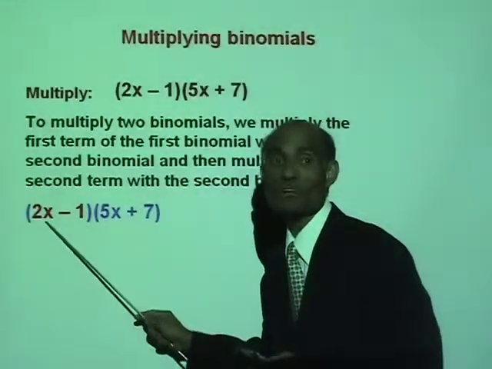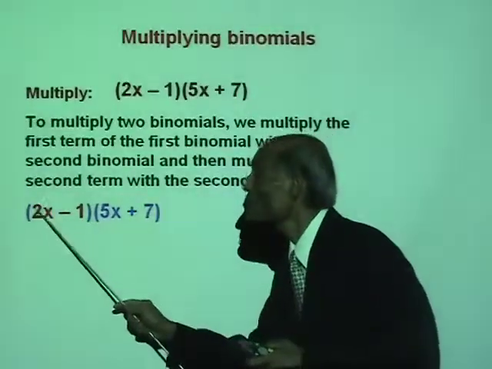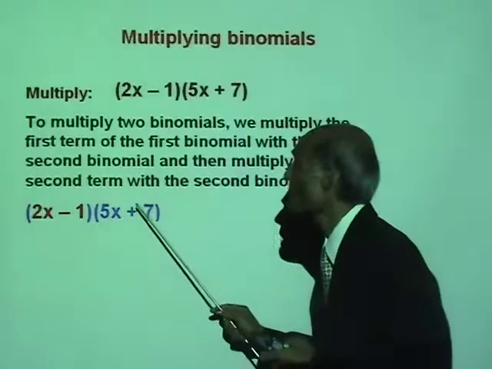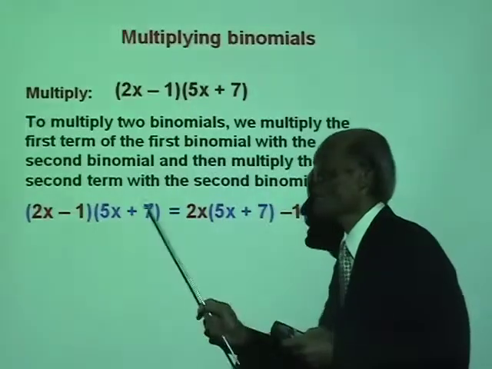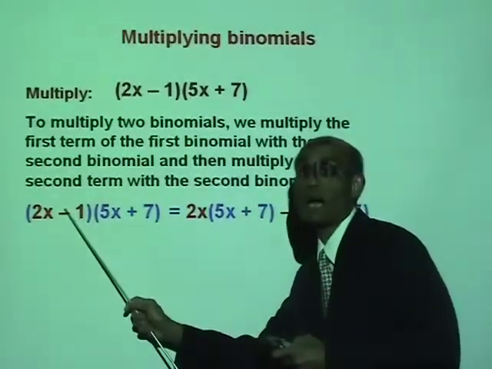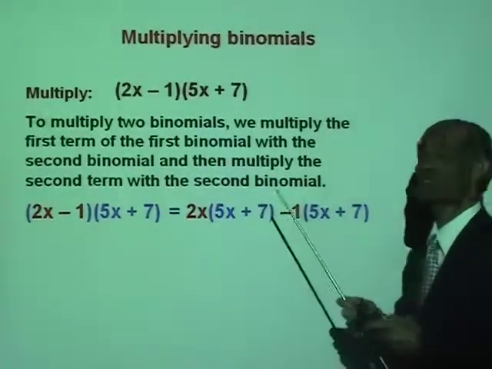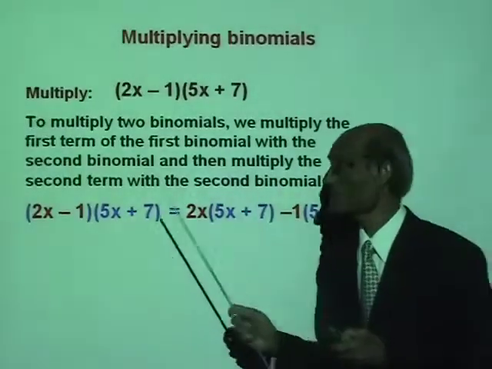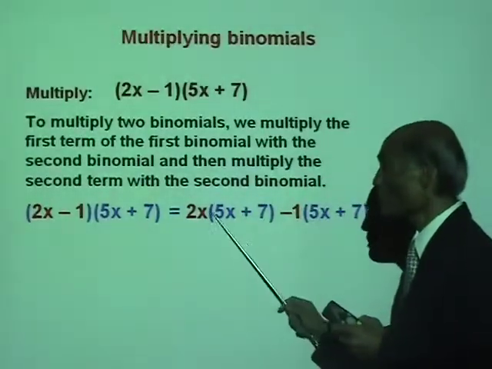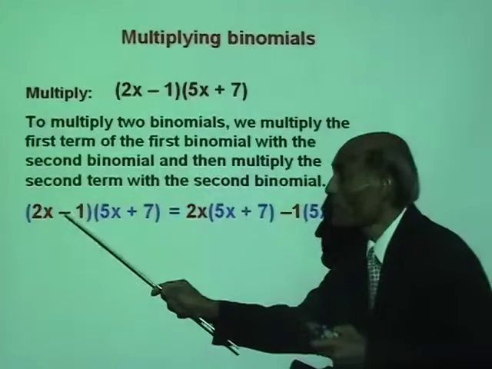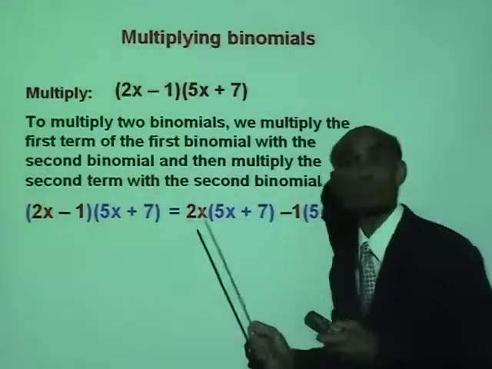So that will be 2x minus 1 times 5x plus 7. What do we do? First take 2x and multiply it with 5x plus 7. There you are, 2x times 5x plus 7. And now take the minus 1 and multiply it with 5x plus 7, minus 1 times 5x plus 7. Alright, so take 2x and multiply it by the quantity 5x plus 7, and then minus 1 times 5x plus 7. Alright, now we distribute.